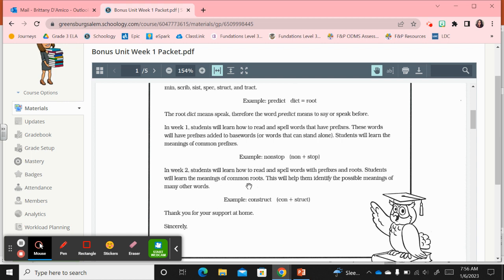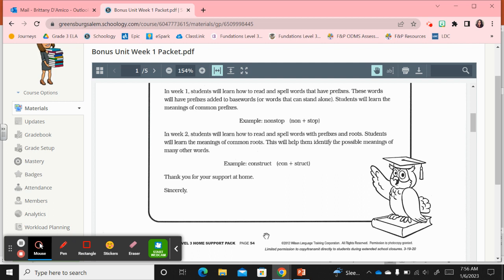Students will learn the meanings of common roots and will help them identify the possible meanings of many other words, like the word construct. You have the prefix con, but this time you have the root, the Latin root, struct. Okay, thank you for your support at home.